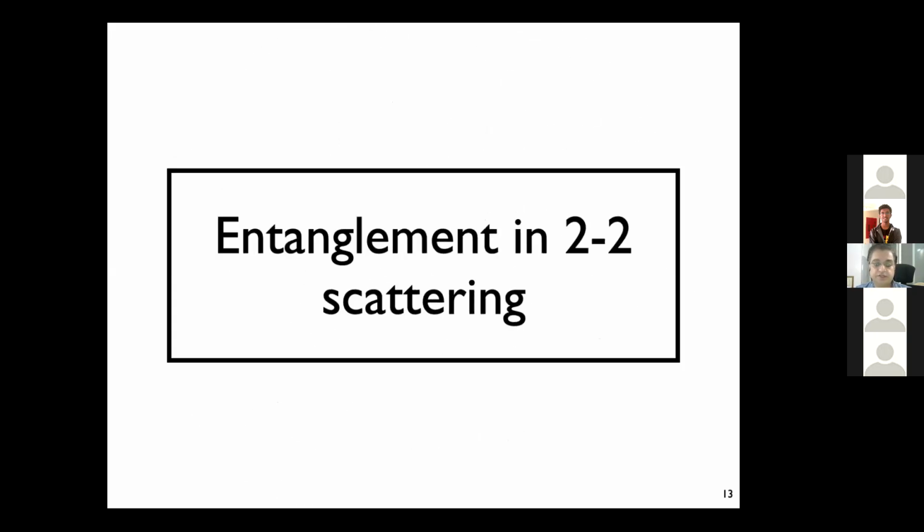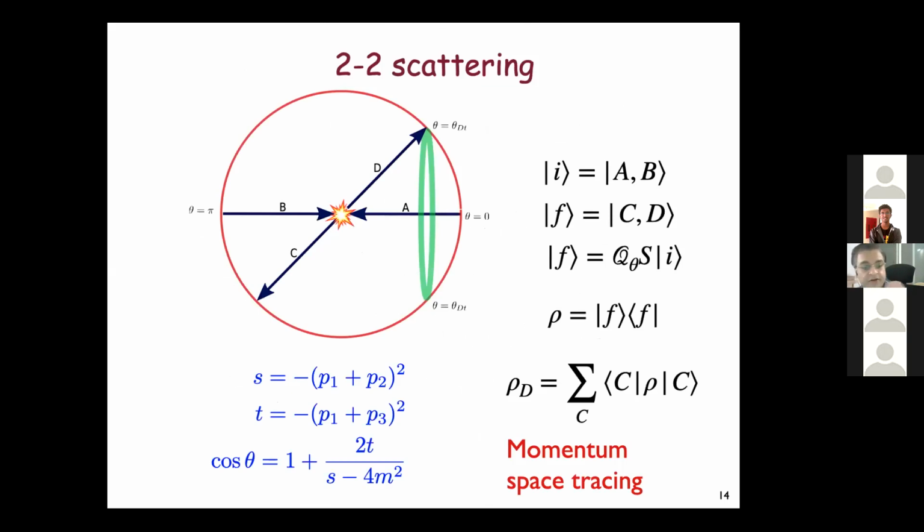Okay, so let's begin by setting up some background. Let's talk about entanglement and 2-to-2 scattering. The simplest case is when you have scalar particles. You don't have to talk about other quantum numbers, but if you have other quantum numbers like spin, it will make things more interesting. But for the purpose of this talk, I will talk about 2-to-2 scattering of scalars.